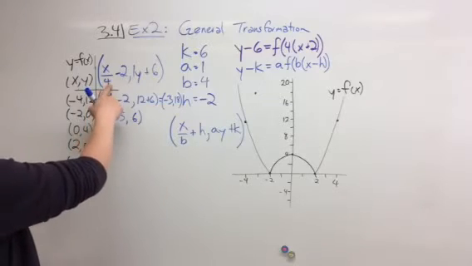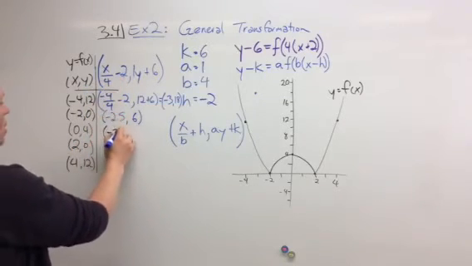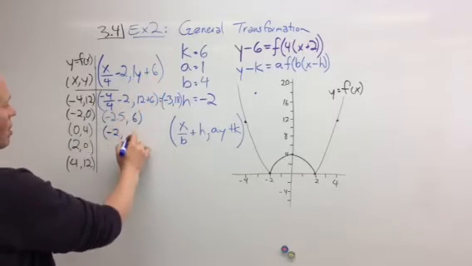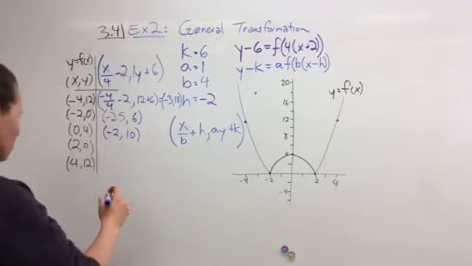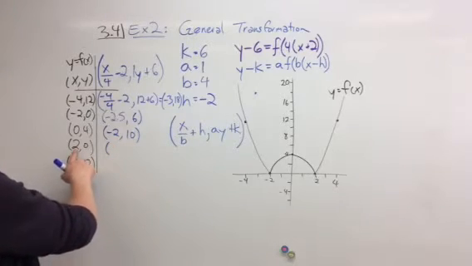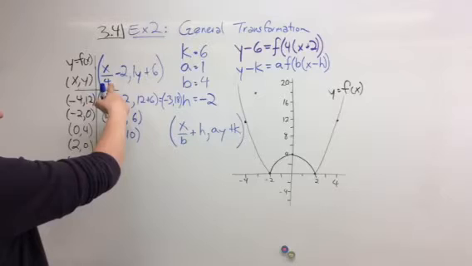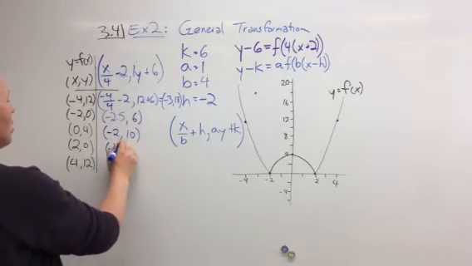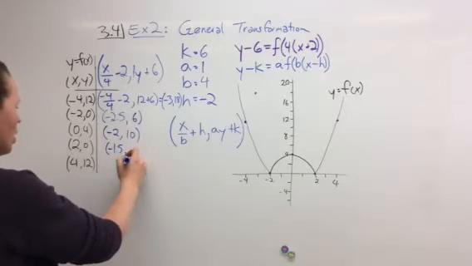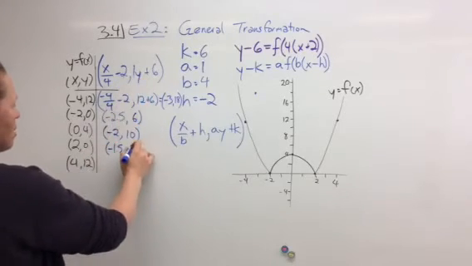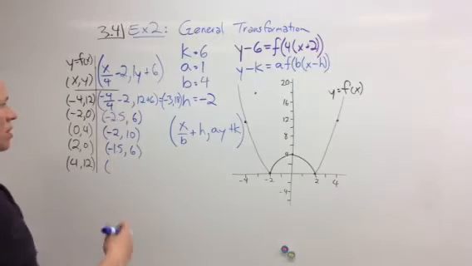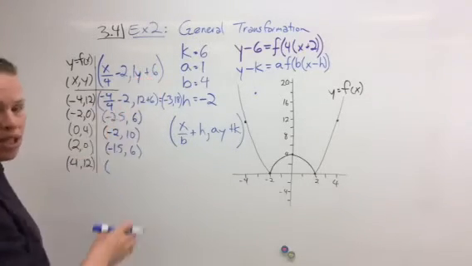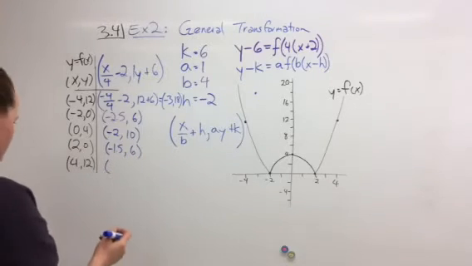0 divided by 4 is still 0. Minus 2 is negative 2. 4 times 1 is 4. Plus 6 is 10. 2 divided by 4 is 1/2. Minus 2. If I have 1/2, I subtract 2, I'm only down 1.5. And 0 plus 6 is 6 again. So you see, each time I'm just plugging this coordinate into this formula and getting my new coordinate.